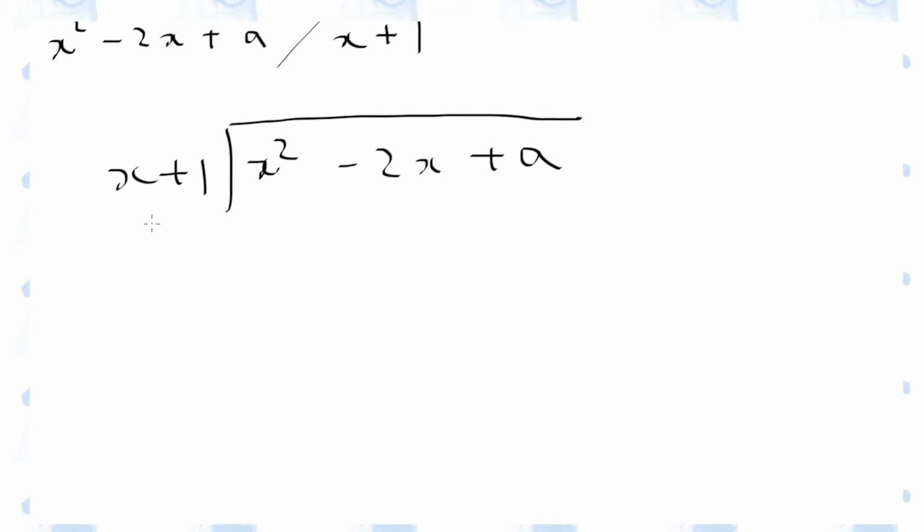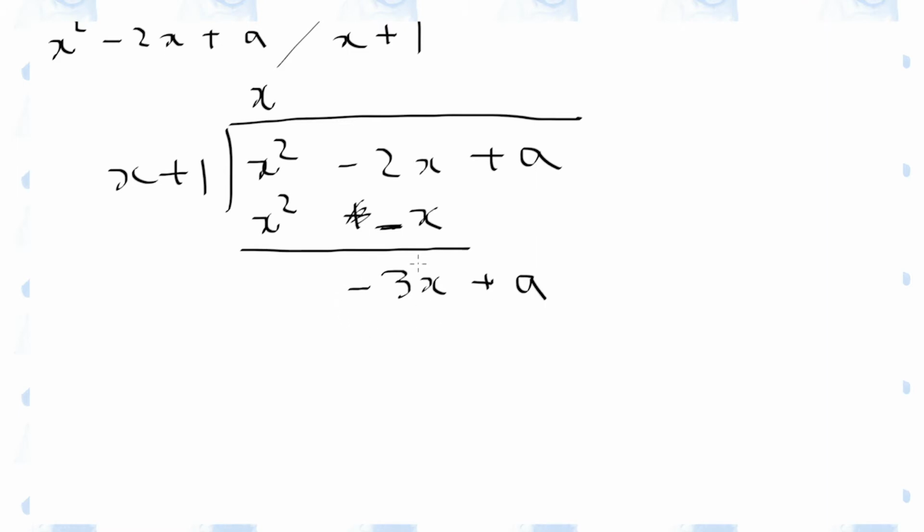So let's do some division. X times x is x squared, so we can eliminate x squared. X times plus 1 is plus x. X squared minus x squared is nothing. Minus 2x minus x is minus 3x. And we add the remainder here.